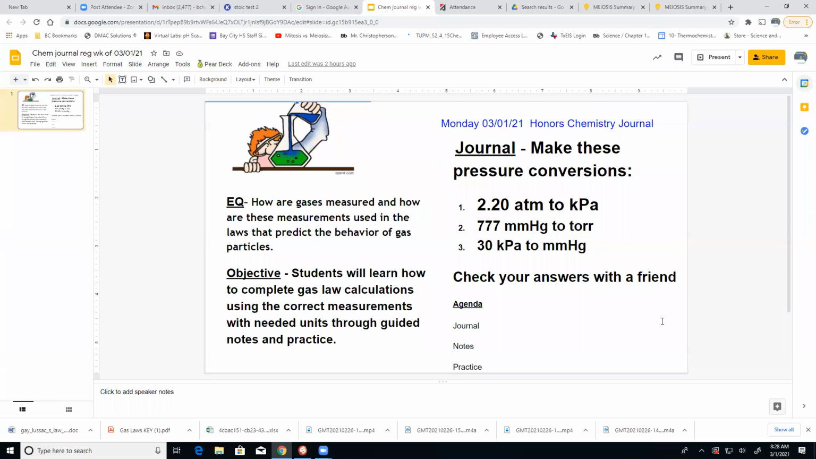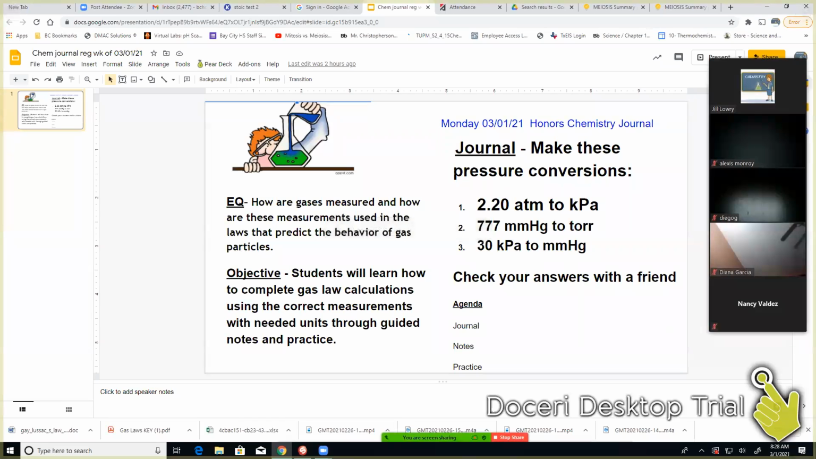All right, let's look at these real quick. We'll start with my 2.2 atmospheres to kilopascals. Did anybody get an answer for that? I'm sorry, say it again. 224.286. Did anybody else get that? All right, perfect. And then 770 millimeters of mercury to torr. It's the same. That's an easy one. Remember, millimeters of mercury and torr are the same thing.